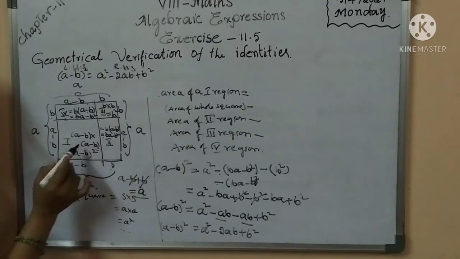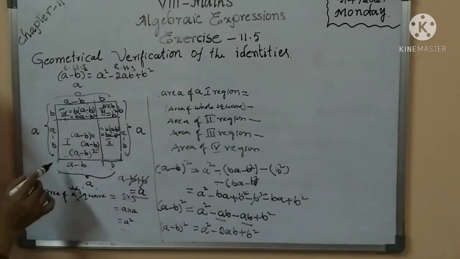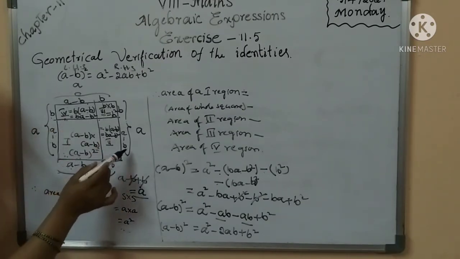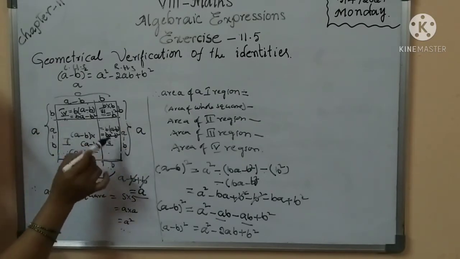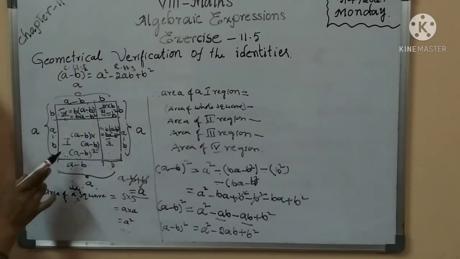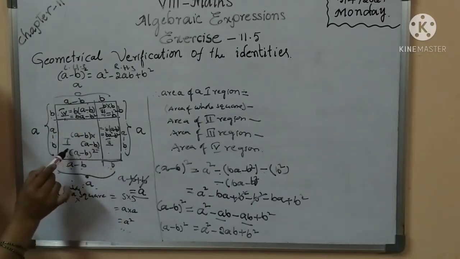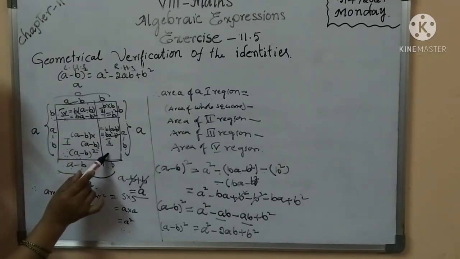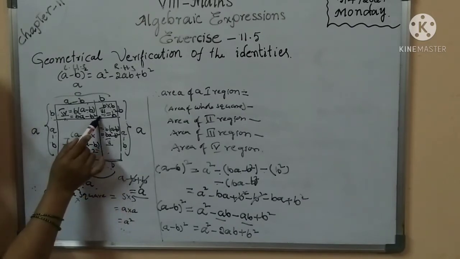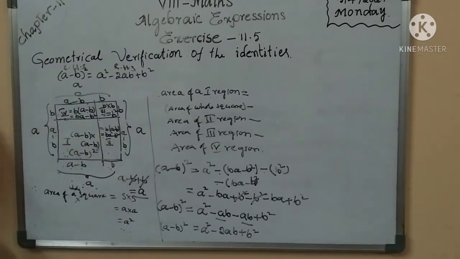Understand? So four regions are divided. The first region is a minus b and b. Like that, first region, second region, third region and fourth region. Observe that the figures are the shape of a square, the shape of a rectangle, the shape of a square, and the shape of a rectangle. We know that the area of a rectangle is length into breadth and the area of a square is side into side. So we use these formulas for a minus b. Understand? Okay.